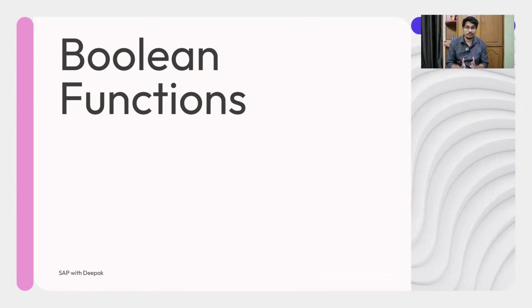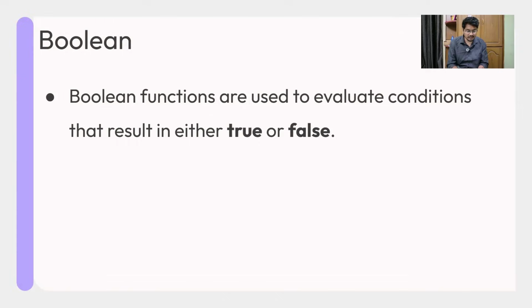Welcome back. We will continue with our standard functions in message mapping, and the next type is the Boolean functions. Boolean functions are used to evaluate conditions that result in either true or false. There are 10 Boolean functions available in message mapping. We will try to discuss each one of them by implementing a simple transformation in our CPI.